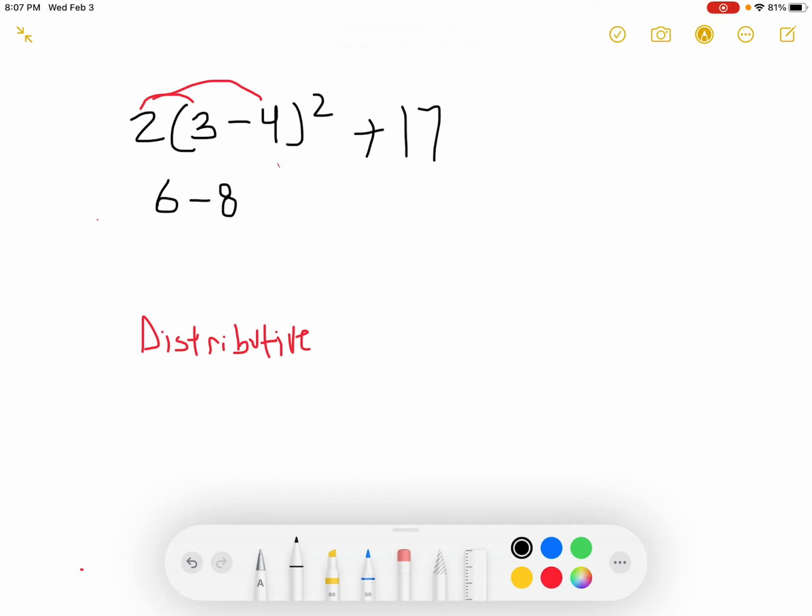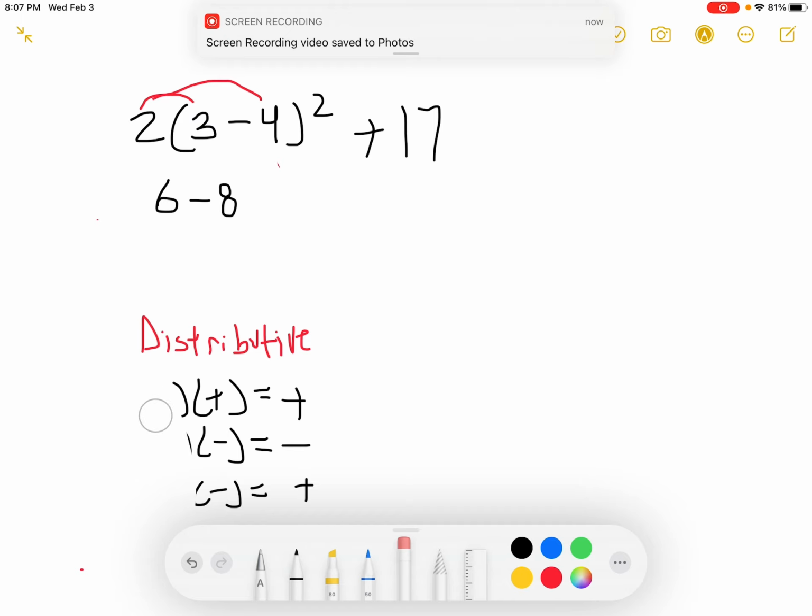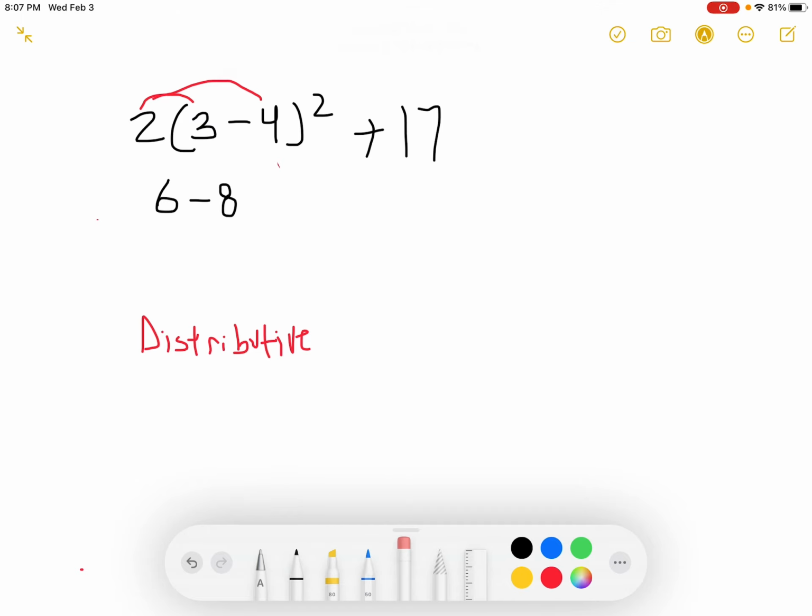Hopefully you remember this, but a positive times a positive is a positive. A positive times a negative is a negative. A negative times a negative is a positive. So, if the things are the same, then it's positive. But if they're different, it's negative. So that's how we do that. And then we have plus 17. Oh, sorry, I forgot to do this. Forgot about the squared there for a second. Now, we have to do what's in the parentheses, so we get -2 squared plus 17.